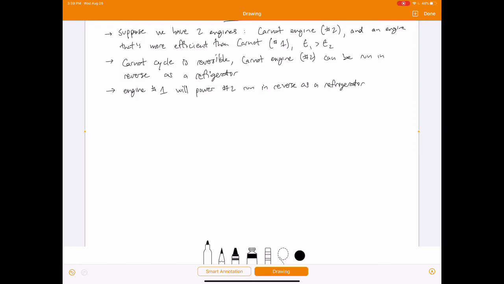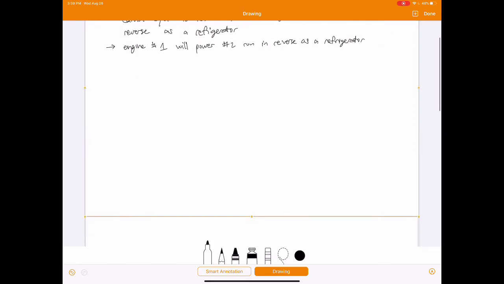So here, let's draw a picture of what that looks like. So first, we have a hot reservoir. The temperature is TH. Then we have a cold reservoir down here. Temperature is TL.